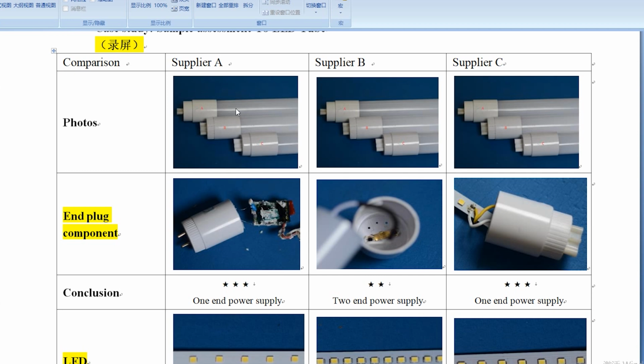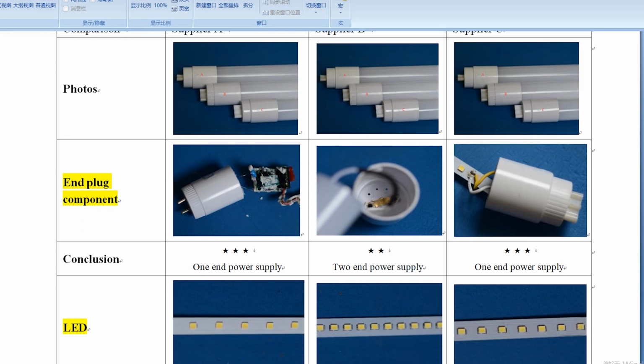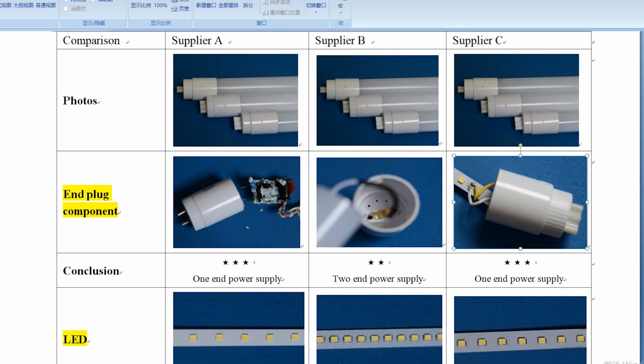First, we analyze the main parts of this product and carefully point out the most important features. First is the end plug component. We rate this by giving stars to the product, giving a high score to the ones that mostly meet our requirements. Generally speaking, one-end power supply is considered to be much safer than 2-end power supply. And what's more, for 2-end power supply, it's impossible to get the UL certificate approved.